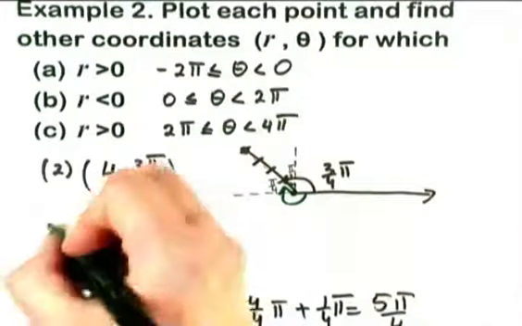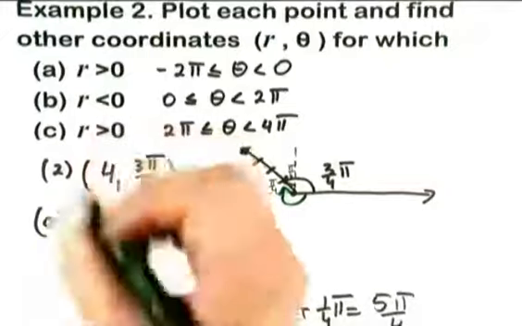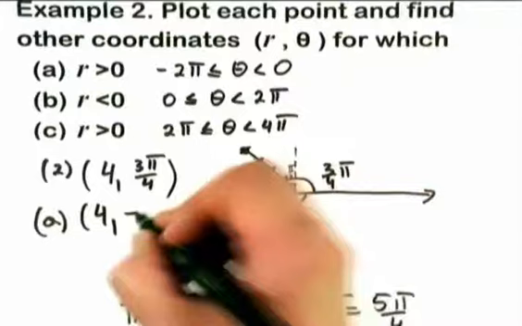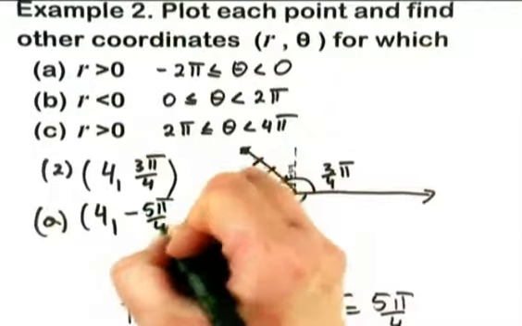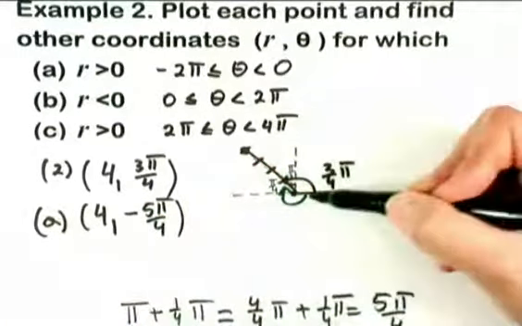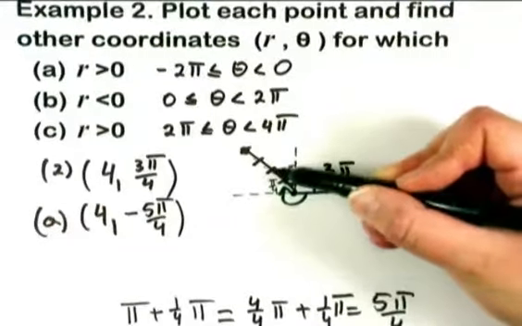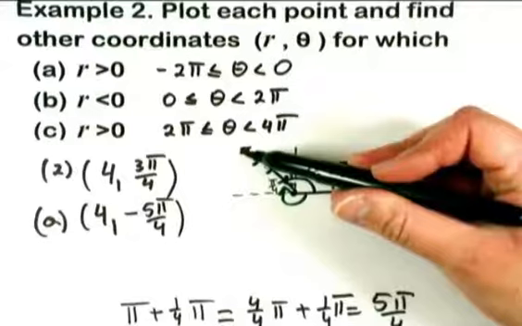So A, r is positive, so it's 4, and the angle is negative 5 pi over 4. Negative 5 pi over 4 is right here, and then positive 4 units, 1, 2, 3, 4 units, we will have the same point.